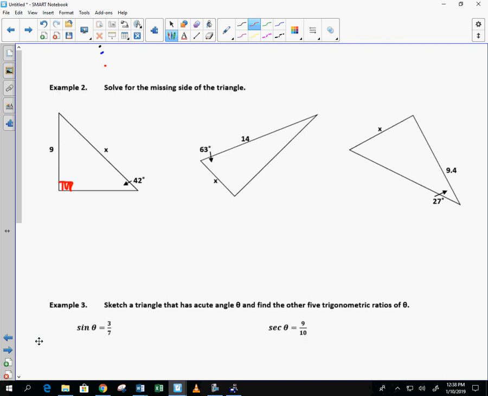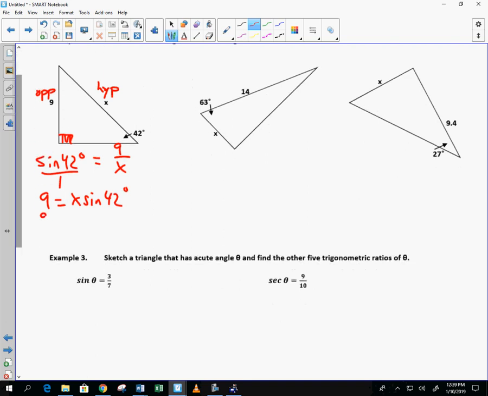So we have 9 and we have x, this missing side. What side is 9? Opposite, adjacent, or hypotenuse? How about x? So will you choose to use the sine, cosine, or tangent? Sine. The sine of 42 degrees is equal to 9 over x or x over 9? 9 over x. I'm going to cross multiply. I get 9 is equal to x sine of 42. Divide by the sine of 42. 9 over the sine of 42 is equal to x.